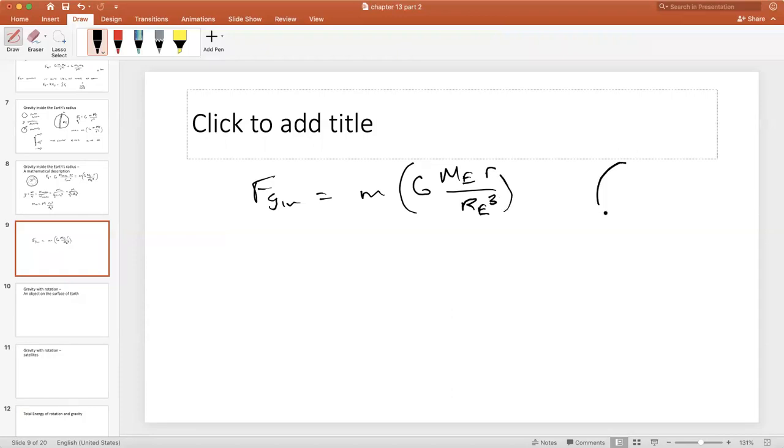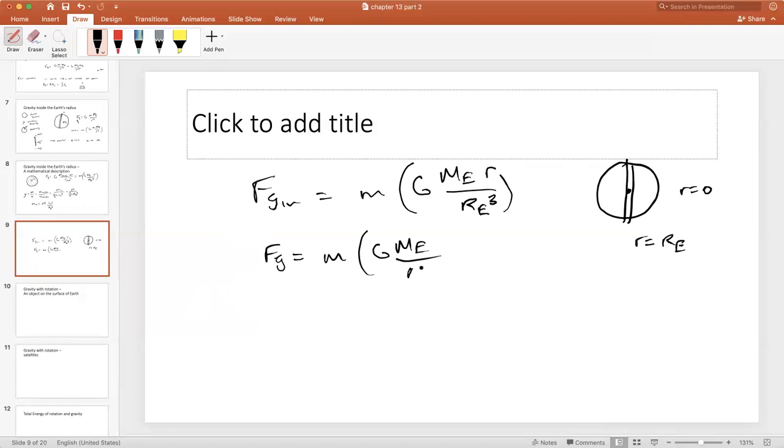And does that work? Does that give us the appropriate force? So as we pass through the center, when r is equal to 0, we get 0. And when r is equal to the radius of the Earth, at the surface, we get that the force of gravity is equal to m G M_E over R squared. Okay?